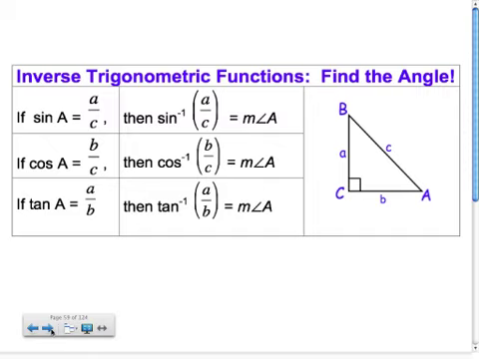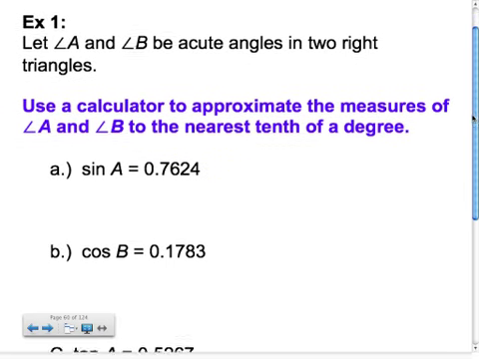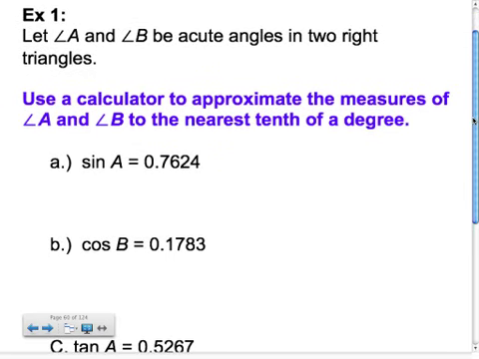I may explain it slightly differently than other teachers, but this, I believe, is the best way for all of you to understand how the inverse sine, inverse cosine, and inverse tangent all work. Again, the biggest thing, and I can't emphasize this enough, is that if you're solving for an angle measure, you are using inverse tangent, inverse sine, or inverse cosine.